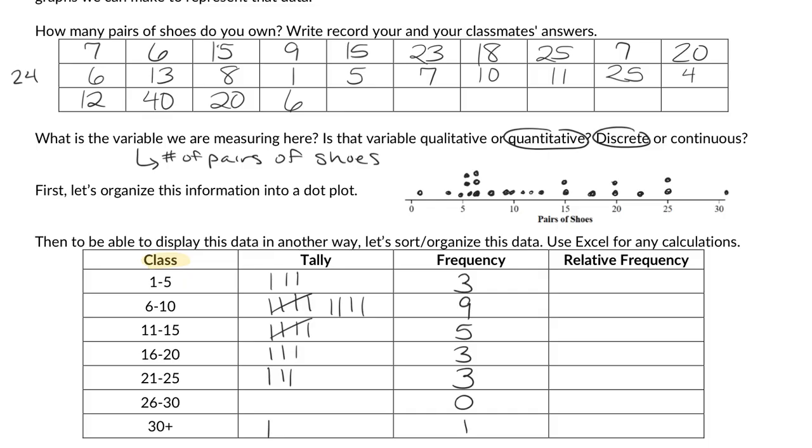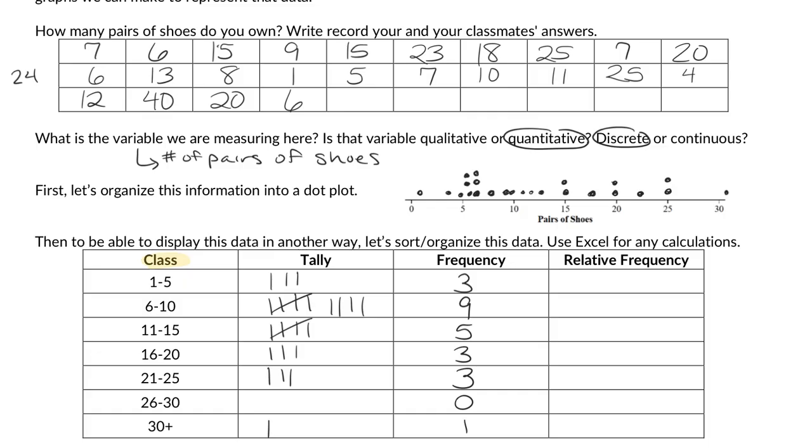Last time we also learned how to show relative frequency, which was the proportion or percentage this response had out of all of our responses. So 3 of our 24 responses came in the class 1 to 5, so we would calculate 3 divided by 24. But at this moment, I'm going to have us practice our Excel skills.